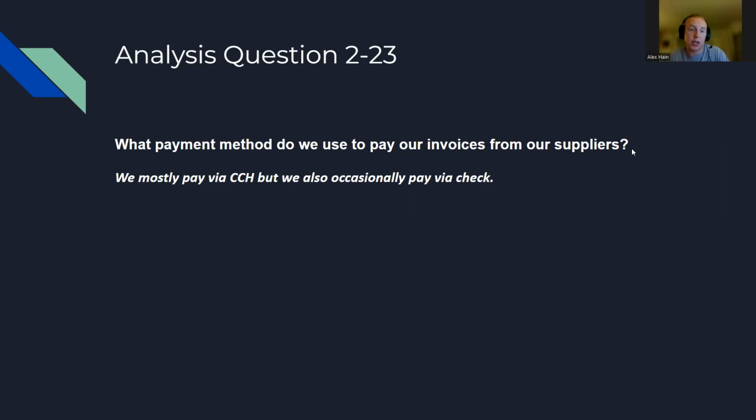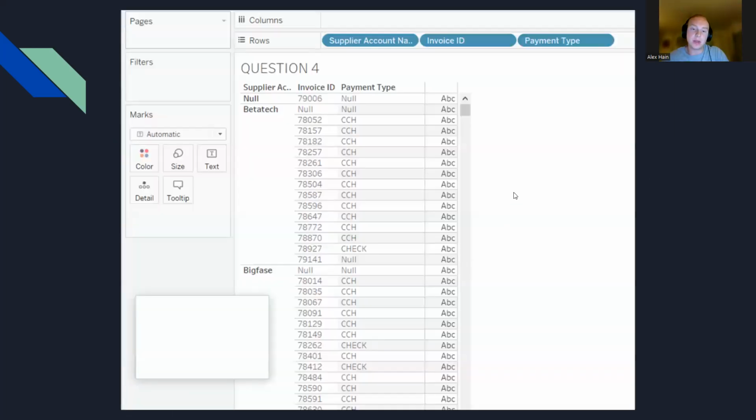The next question I had was, what payment method do we use to pay our invoices from our suppliers? This one is mostly via ACH. There were occasionally some checks that we used to pay. You see the graph here, and this distribution between ACH and check was like this the whole way down if you scroll.